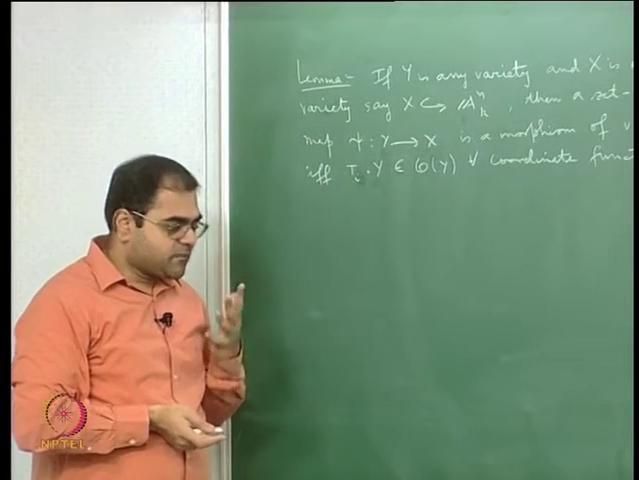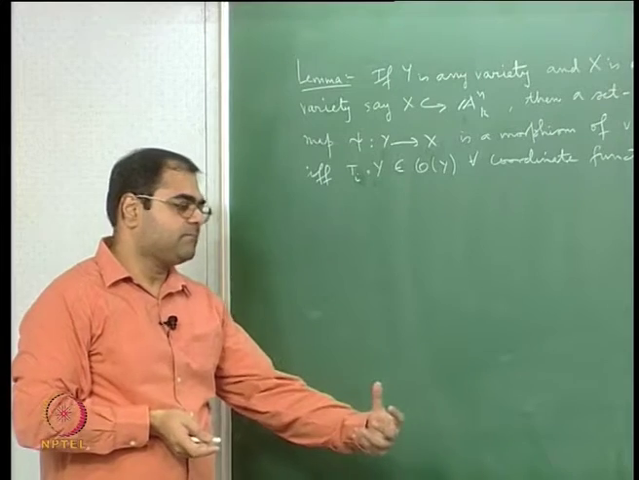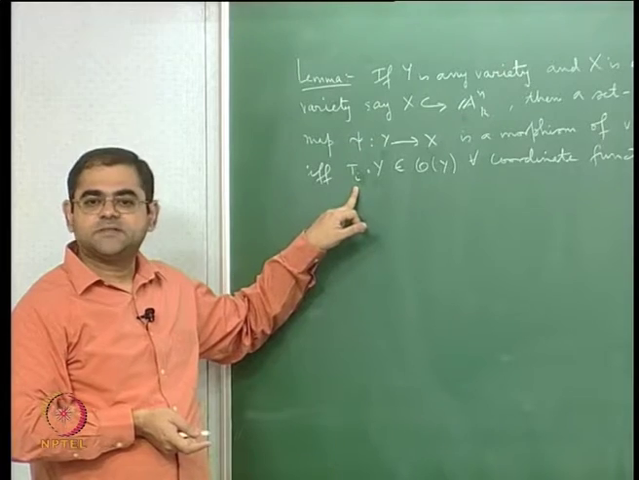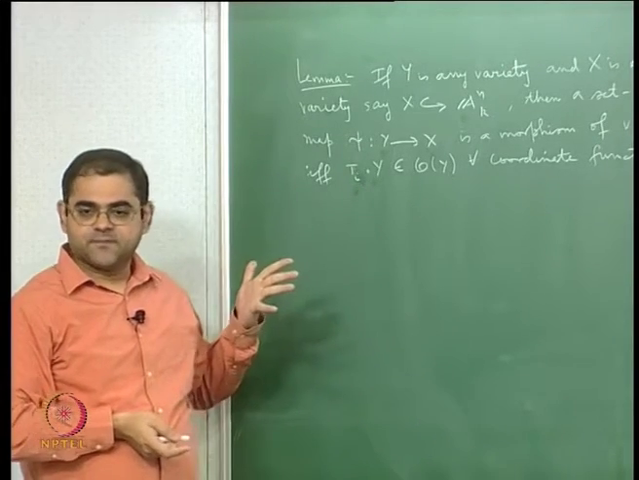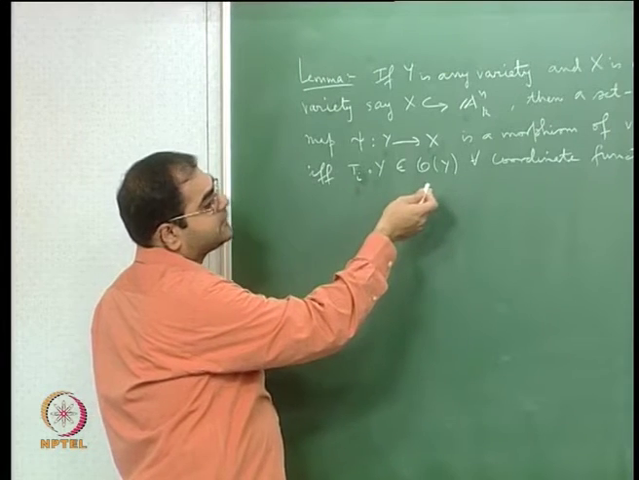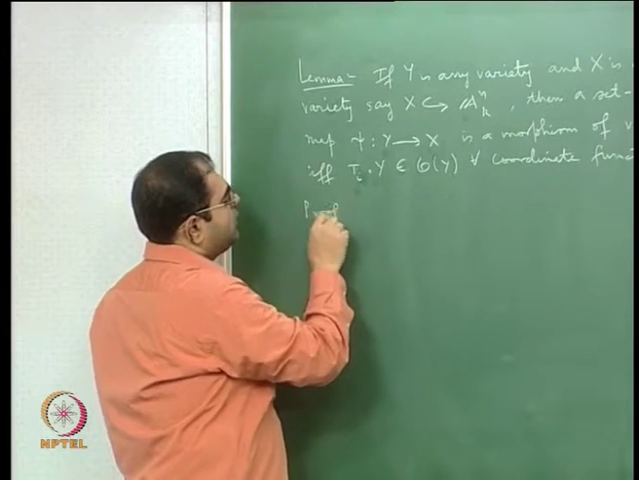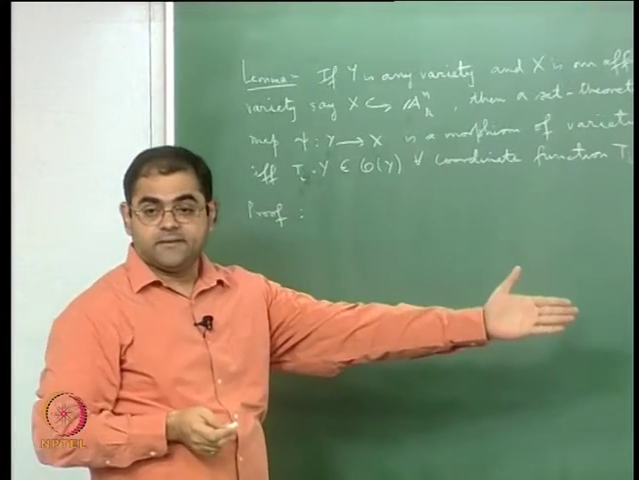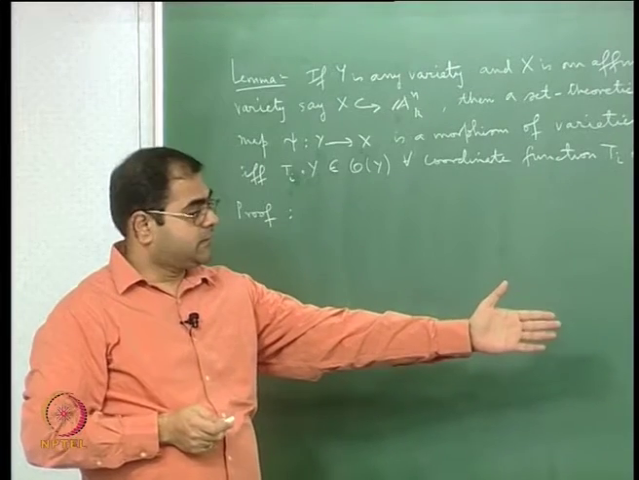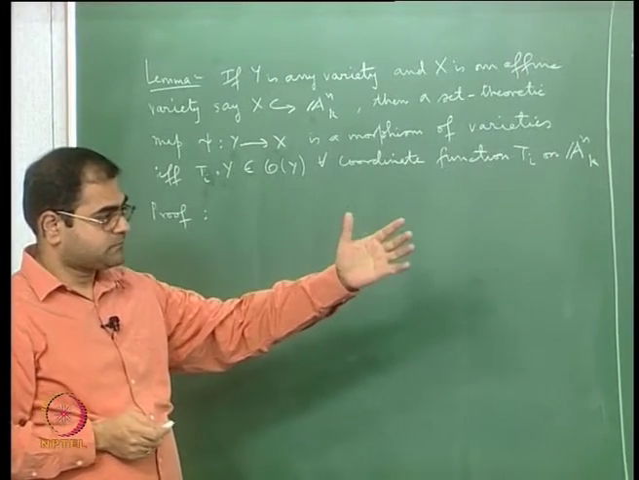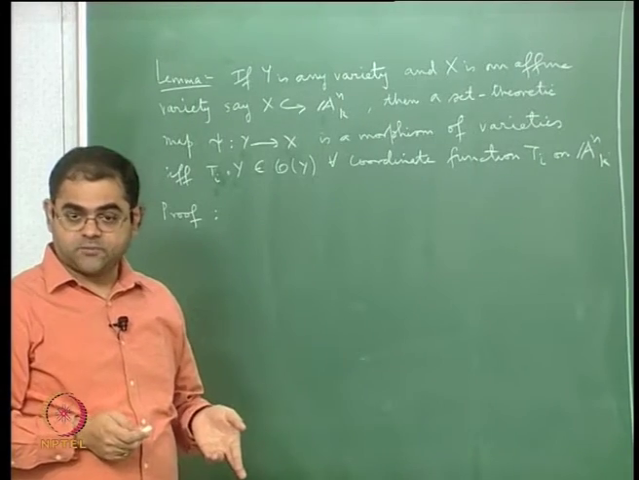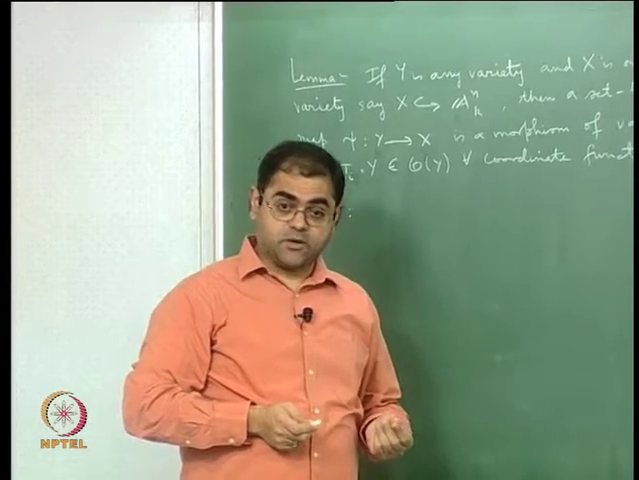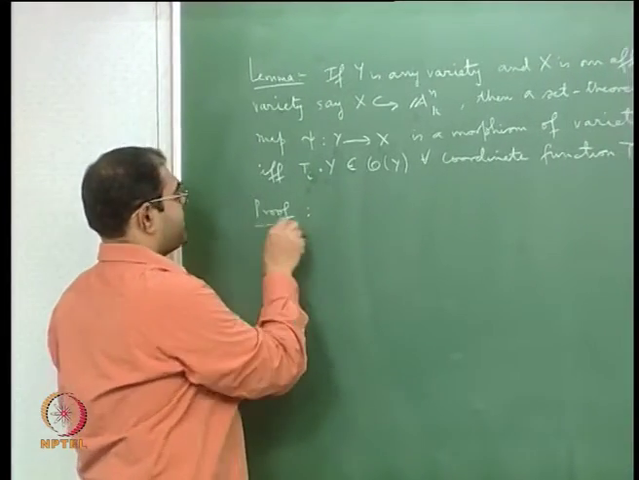It says a map from any variety into an affine variety, a set theoretic map, is a morphism if and only if it pulls back every coordinate function to a regular function. That's what it says, okay. And the proof is already contained in the earlier proof that I gave you, in the proof of the statement that the morphisms into an affine variety correspond to k-algebra homomorphisms from the ring of polynomial functions on that affine variety. Nevertheless, let me repeat it, okay.